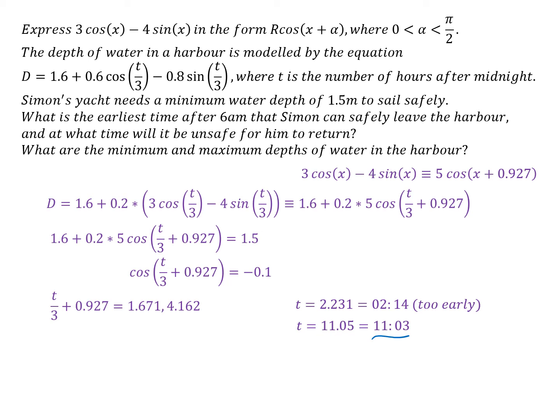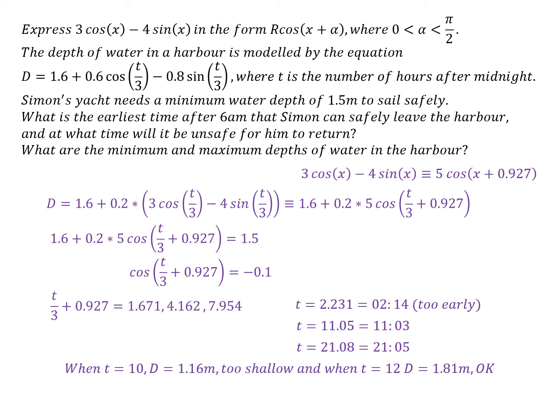We also, if we want to get another answer, which we clearly do, because we're trying to look at the return as well, then we would say 1.671 plus 2 pi. That would be the next possibility. And then that gives us 7.954, which gives us a time of 21:05, 5 past 9 in the evening. But we need to know whether the tide is high between these two times or high between these two times.